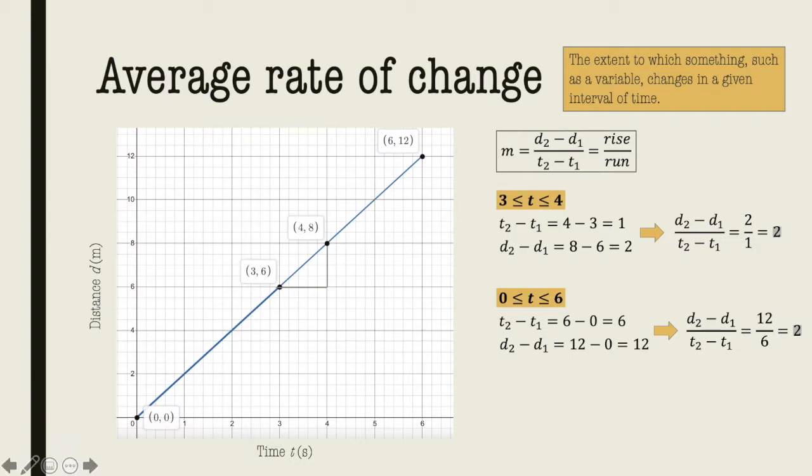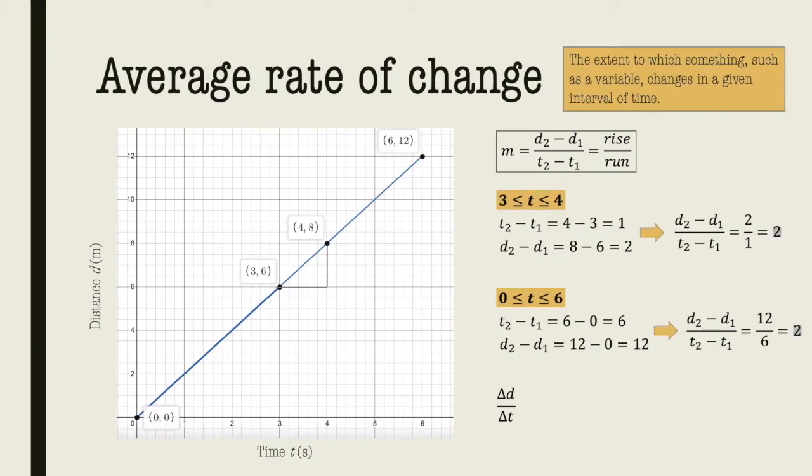Before proceeding, our formula for finding the gradient, or the average rate of change, can be rewritten as follows. Delta d divided by delta t. This triangle symbol is the Greek letter delta, which is used in mathematics, science, and other fields to denote change. Therefore, what it reads is actually change in distance divided by change in time.